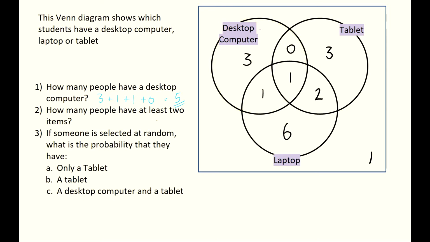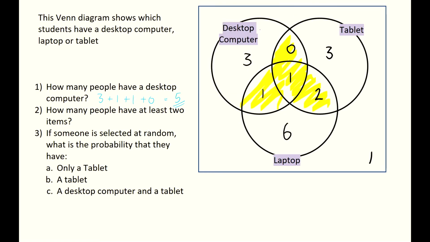Okay, question 2. How many people have at least 2 items? So if they've got at least 2 items, that means they have to be in the overlap of at least 2 circles. So, for example, these 2 people here, they have a tablet and a laptop. Also, it says at least 2 items, so this person here actually has all 3 items, but they count as at least 2. So people who have at least 2, as I just said, are in the overlap. So it's going to be this group of people.